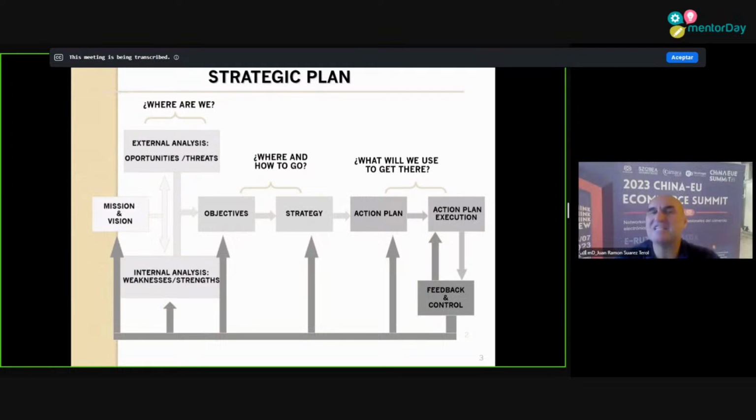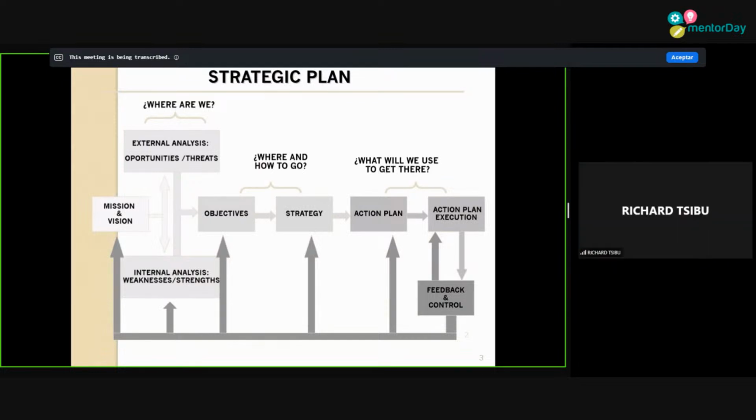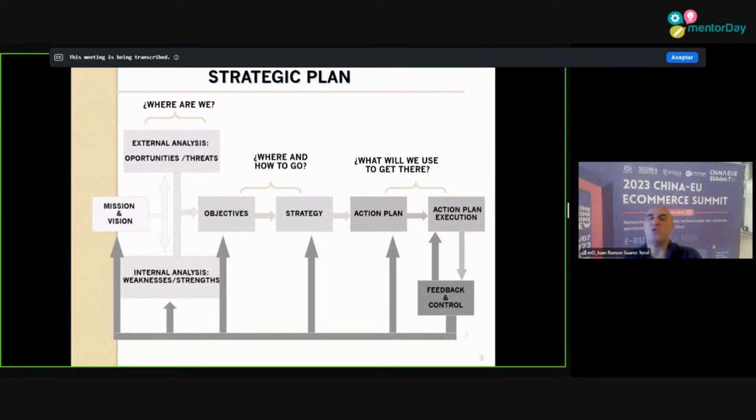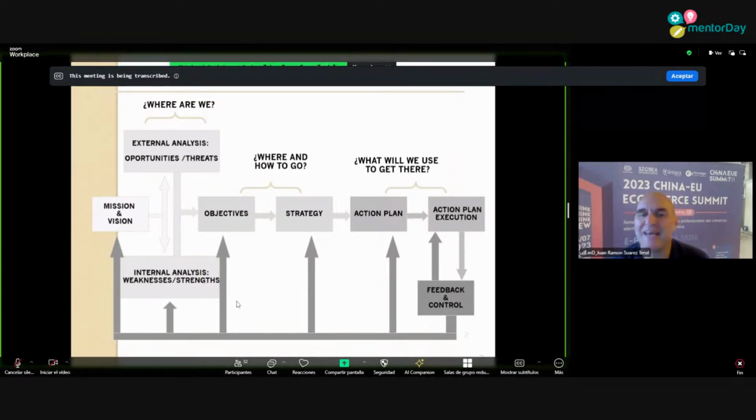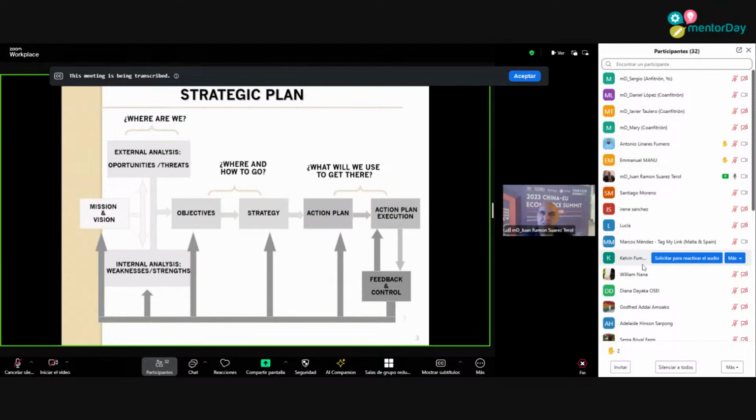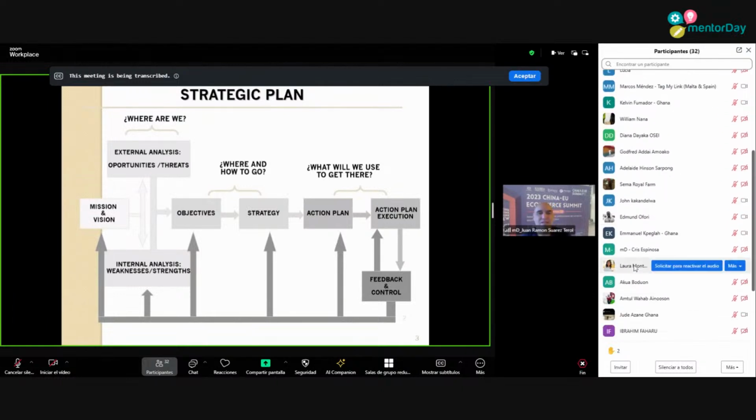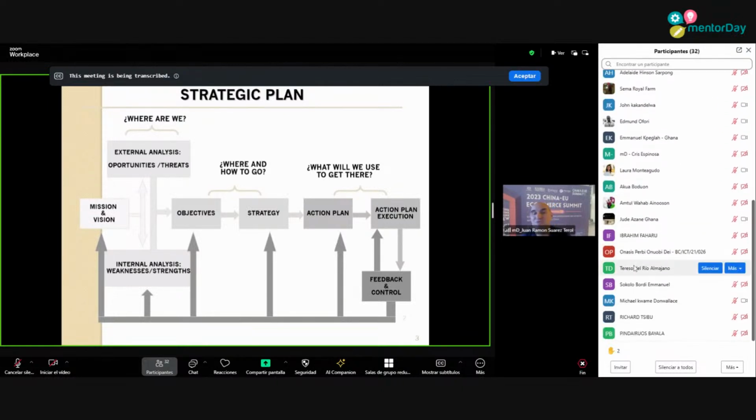Okay, the next step is, I know where I want to go. My objectives are these ones. How do I do that? How do I reach, how do I achieve those objectives? That is the strategy. Okay, very important. The strategy is creating a strategic plan to get specific objectives. If I want to increase my sales by 20% in Germany, for example, or in France, that is interesting. Now I have to explain how to do that. That is the strategy.